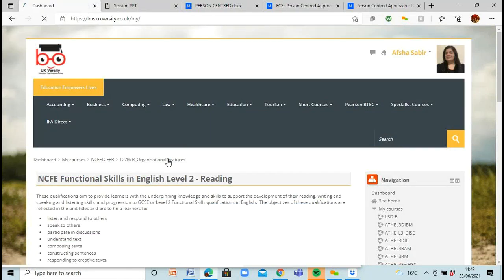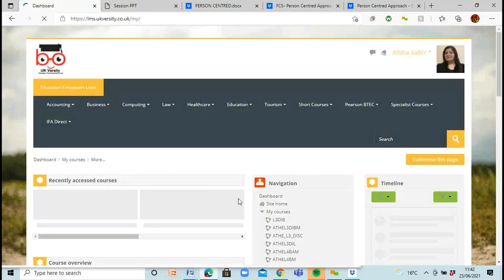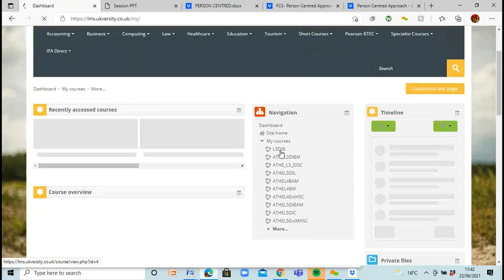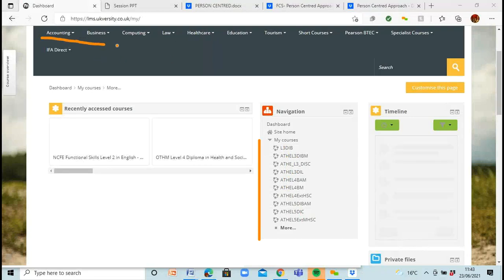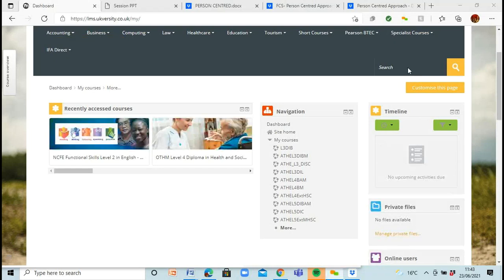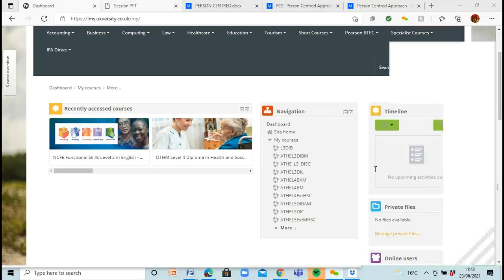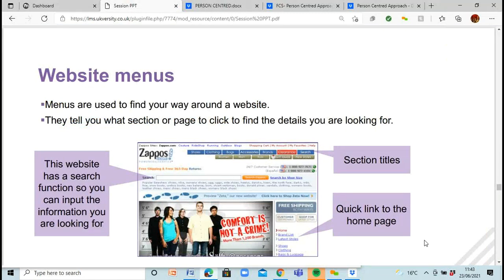So here you can click on any of these, and you've got a link to all of my recently accessed courses that I've been in. So I can click on any of these and I'd have a link straight towards them. You've got your website menus over here. So that's what we mean when we're talking about website features and menus.